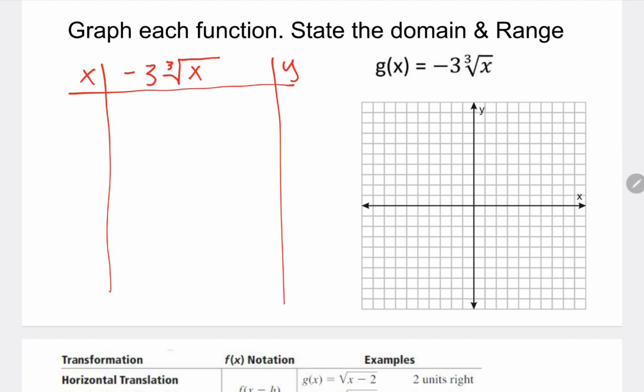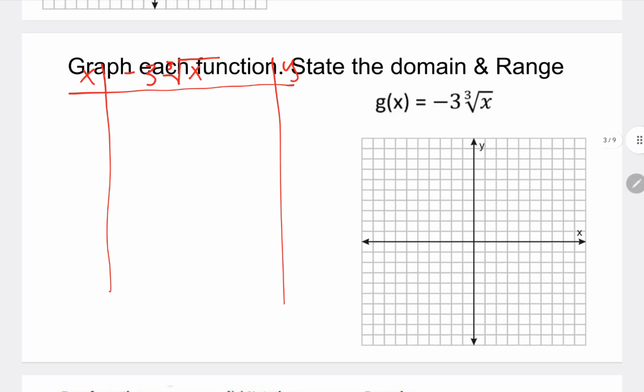So for example, perfect cubes are 1, 8, 27. So those are the types of numbers I want to plug in here.